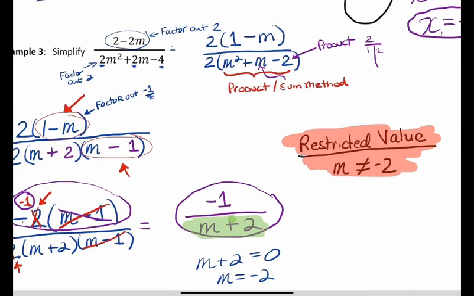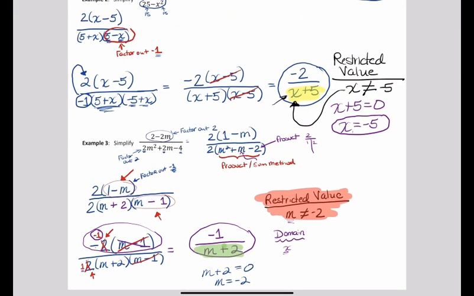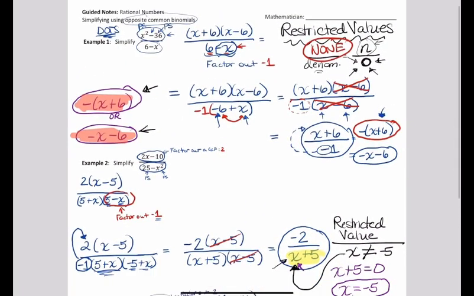And restricted value is just another way of calling the domain. What are all the possible x values? I know on this one particular problem we were referring to the m, but that's what we figured out: what are all the x values that are possible there. And that's one number right there, -2. If you put that in there, that's going to mess things up. -5, if you put that there, that's going to make that 0. And on the first one, there was no restricted value. Everything worked.